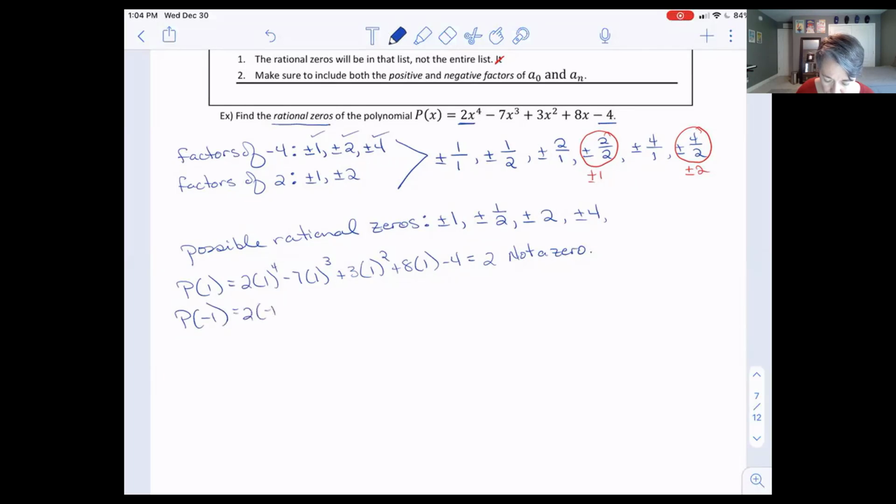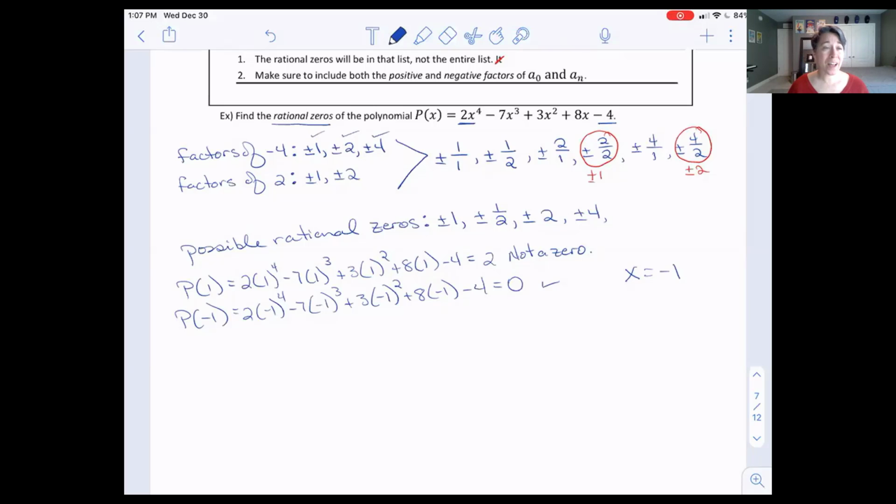Let's try -1. We get 2 times -1 to the 4th minus 7 times -1 cubed plus 3 times -1 squared plus 8 times -1 minus 4. That one does in fact give us a 0. So we know x equals -1 is one of our zeros. Now we can plug in each and every one of those numbers, plus or minus 1/2, plus or minus 2, plus or minus 4, see which of those gives us 0.